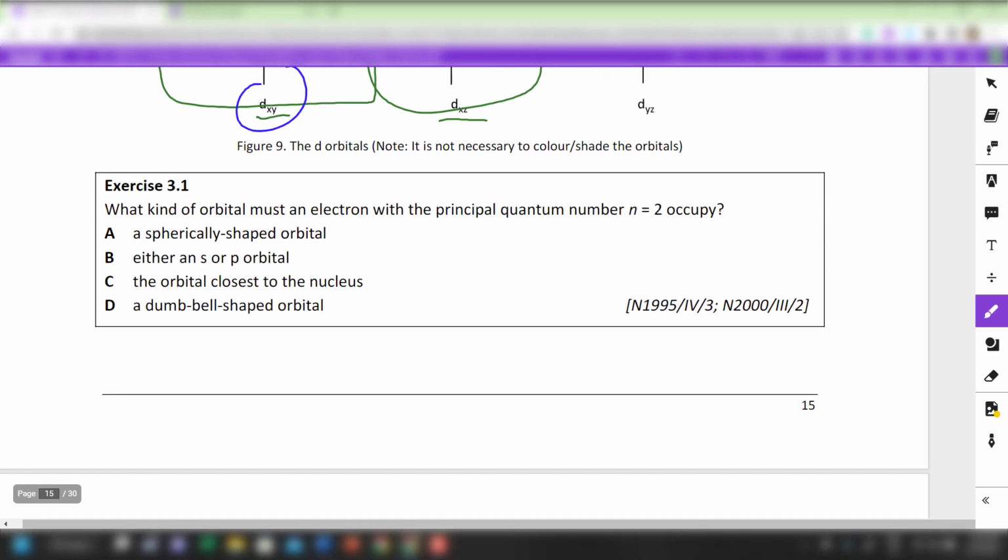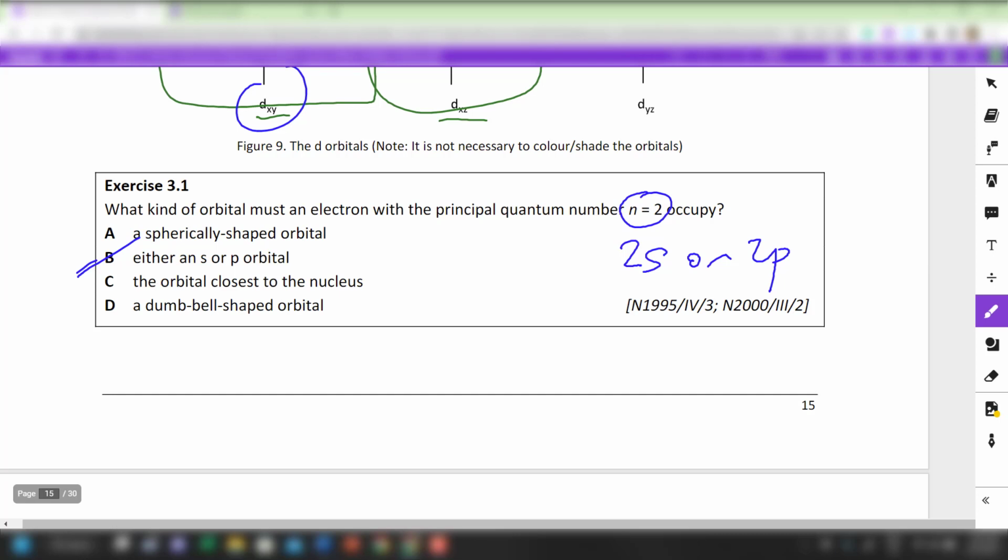So what kind of orbitals must an electron with principal quantum number n equals 2 occupy? Okay, so you have a few choices, but you know that when n equals 2, you can either be 2s or 2p. So when I look at all the choices, it's either s or p. So straight away I will choose option B, because it need not be a spherical orbital. Why is it that it need not be a spherical orbital? Because it has a choice. It can either be s or p, right?